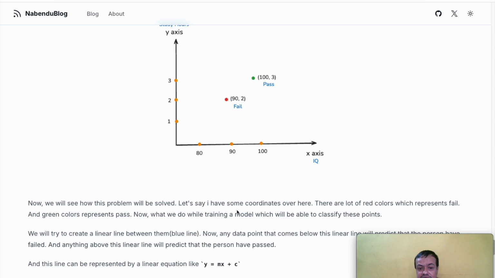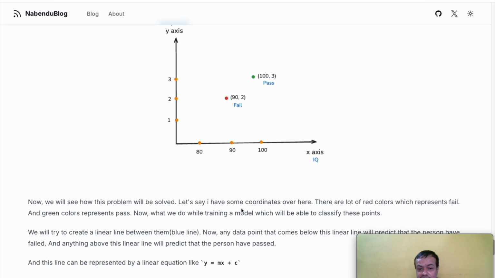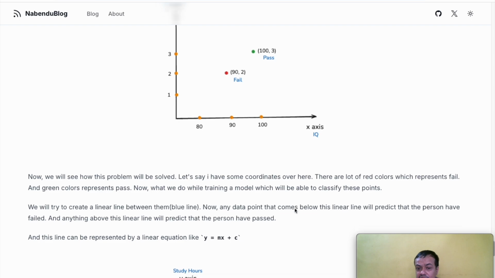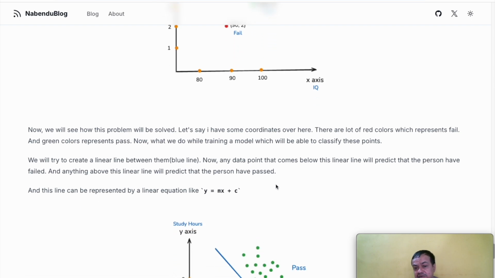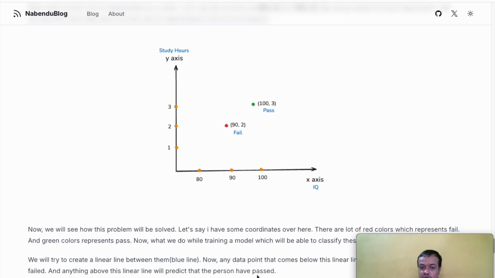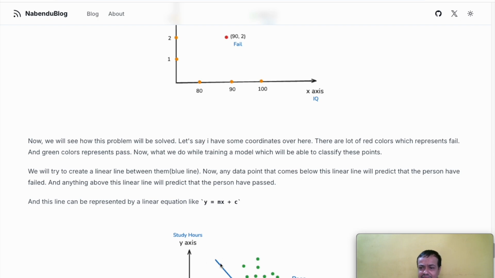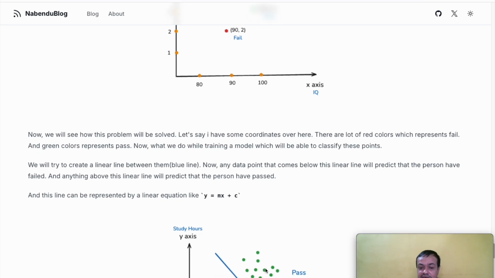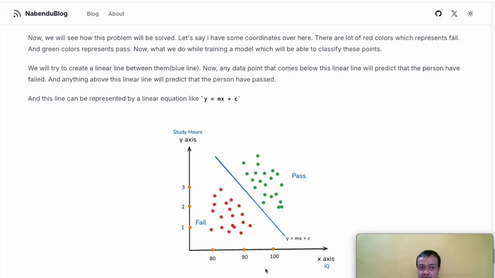Let's say that I have some coordinates over here, and there are a lot of red colors which represent fail, and green colors which represent pass. Not only 2 or 3, we have hundreds of students, like generally in India, in a class 40 to 50 students are there. Maybe in the whole classroom there are more than 150 students, and we have plotted these things. Green are pass, and red is fail.